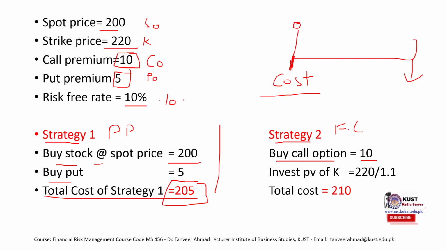Okay, so how do we discount it? Future value divided by 1 plus R, where R is 0.10. We discount it for 1 year. Let's say we follow this strategy for 1 year. So the present value we get is 200. Right? So combining the cost, because we are going to invest this amount at this time period, this would again be the cost of the strategy. So 200 plus 10, the total cost of this strategy would be 210. Now, strategy 1 costs 205 and strategy 2 costs 210.